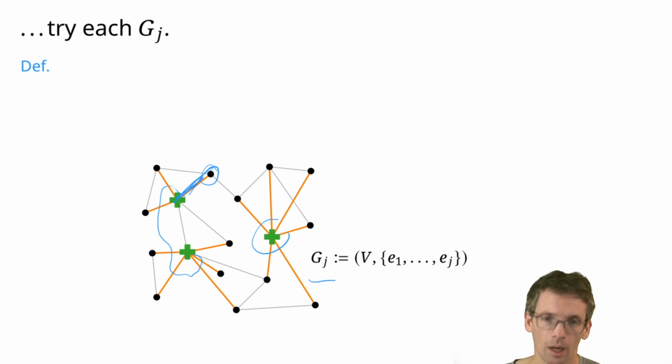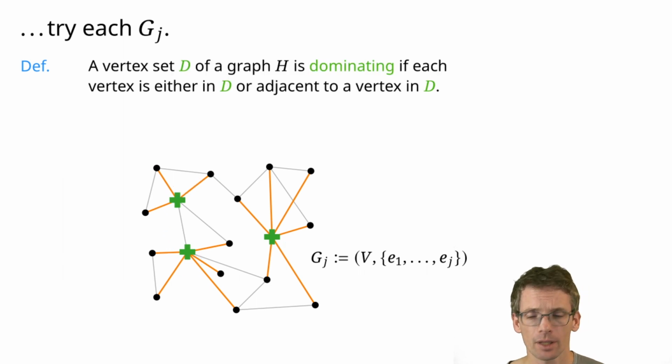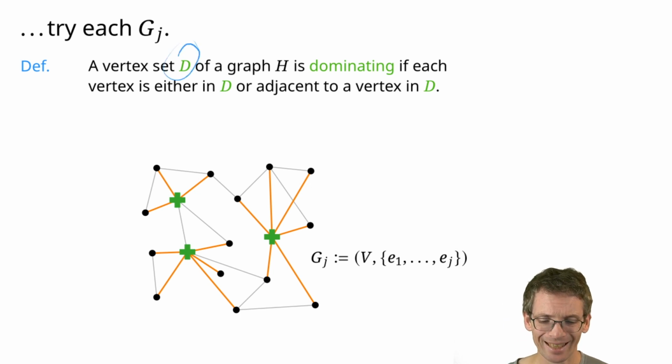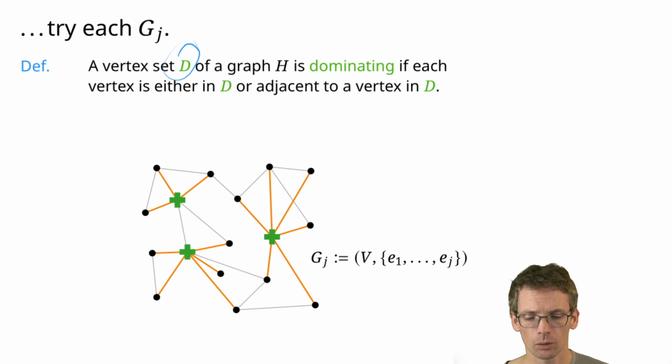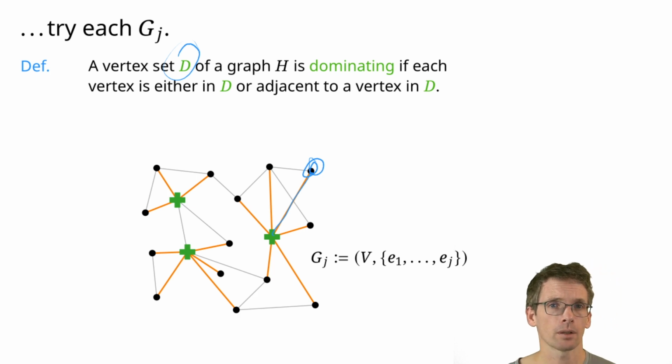So what I described here actually corresponds to a graph concept, namely the concept of dominating sets. So a subset of the vertices, let's call it D, is dominating in a graph H if for each vertex, that vertex is either in D itself or it is adjacent to a vertex in D. So in my example, the set of 3 green vertices is dominating because for any other vertex, this one, okay, either it's one of those 3 vertices or at least it has an edge to at least one of those vertices.